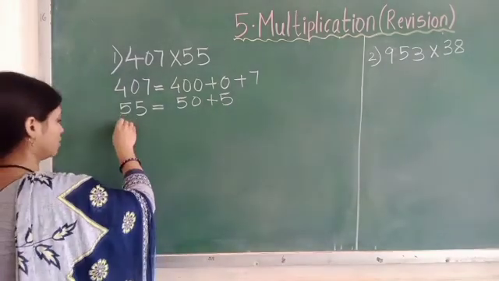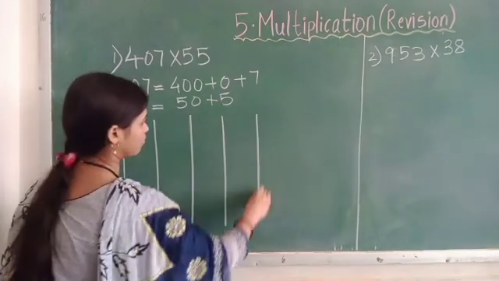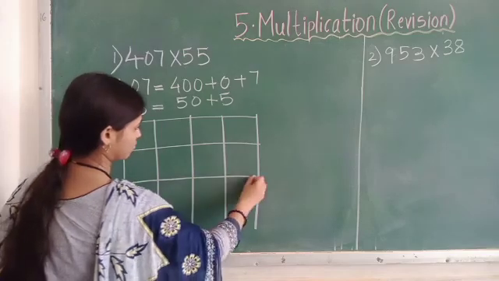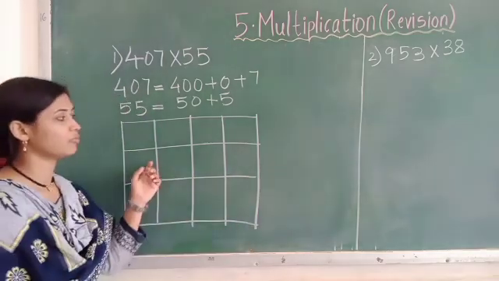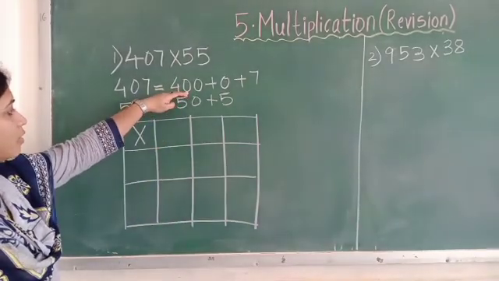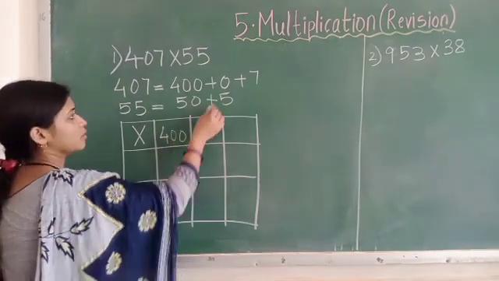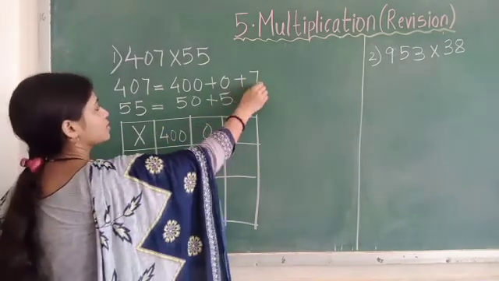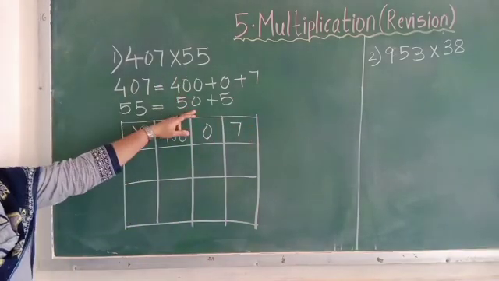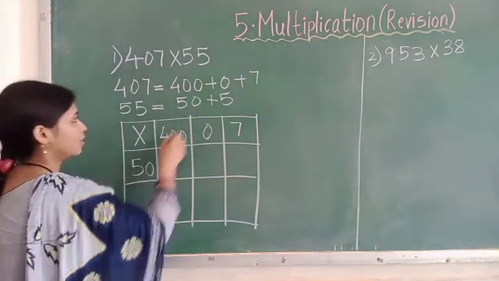What is the next step? We will draw the table. In this manner we will draw the table. In the first box what will come? Sign of multiplication. Then 400 we will write in the first box. Second is 0. And the next is 7. Now here what we will write? 55. But how we have written 55? 50 plus 5. Then what you will write here? 50 and the 5.